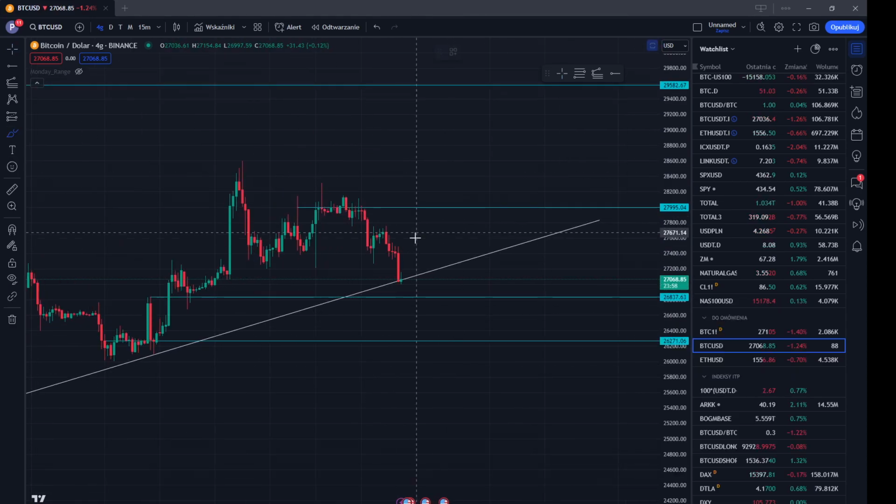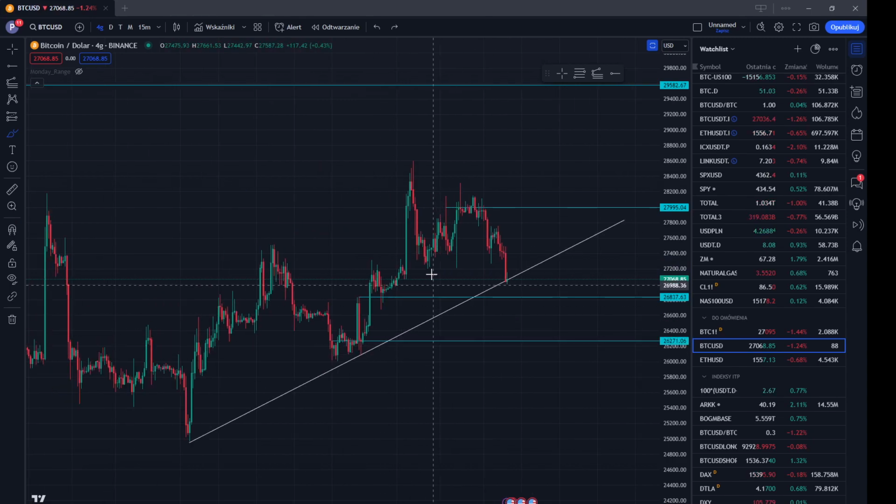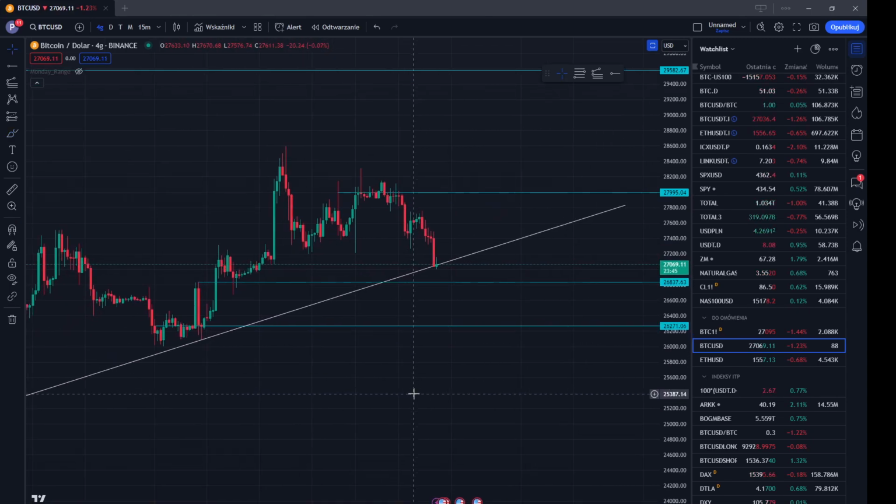We're still not bearish, but until we get a significant bounce from here somewhere, we could continue to the downside and increase momentum to the downside.